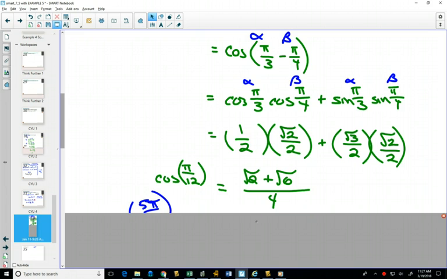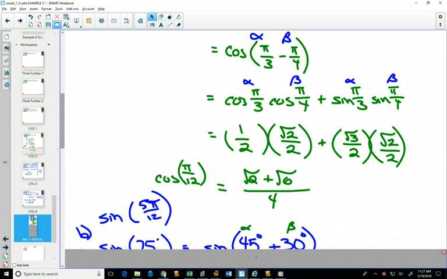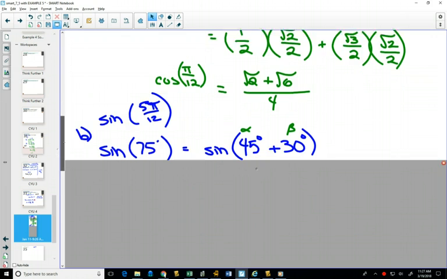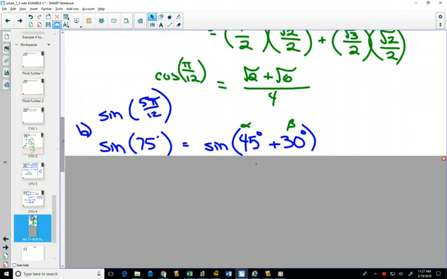And we found an exact value for pi over 12, and the way that we found that was we used the values we already knew plus our sum and difference formulas. So part B said, can you find sine of 75 degrees? So for sine of 75 degrees, now we have to think, okay, are there two values on my pie plate that can add or subtract to 75 degrees? The most common answer that people think of is 45 plus 30.